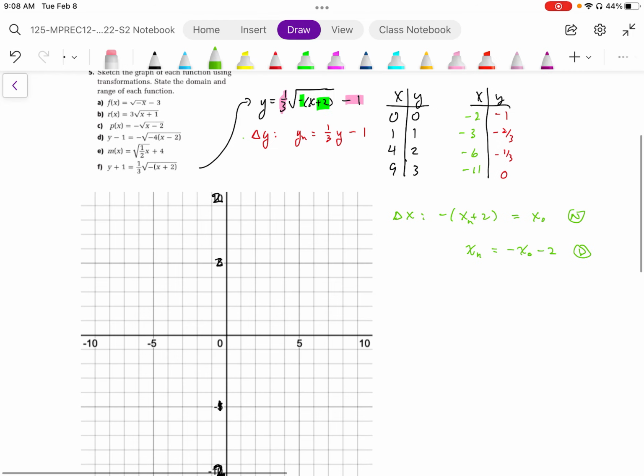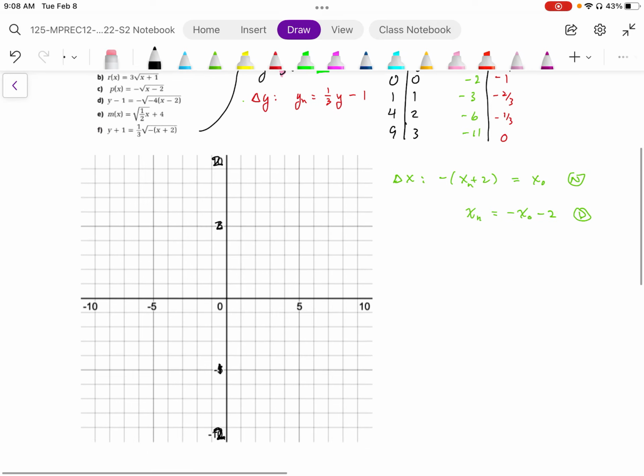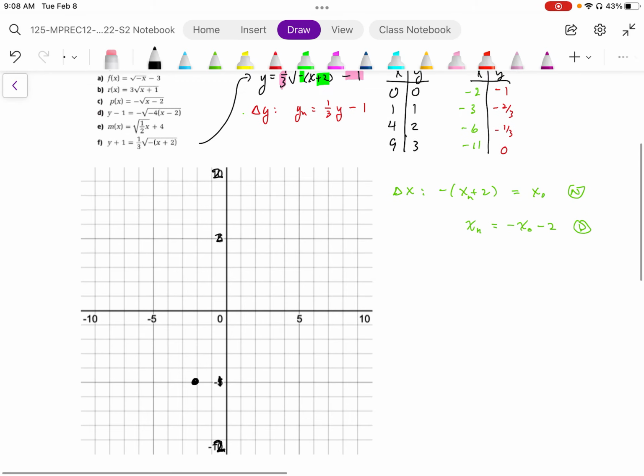Okay, so now I've done all my transformations, so I can just sketch this graph. I've changed my scale here. It's hard to see, but I'm going to change the y-axis scale so every 5 units is going to represent 1. So negative 2, negative 1, I'm going to draw here. That's negative 2, negative 1.